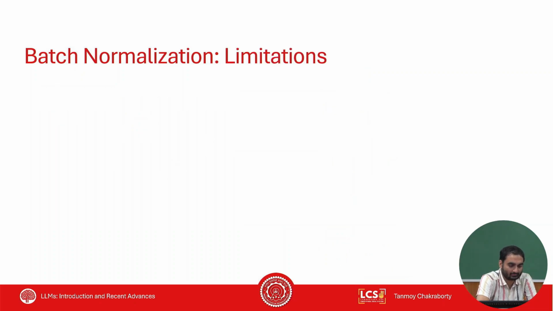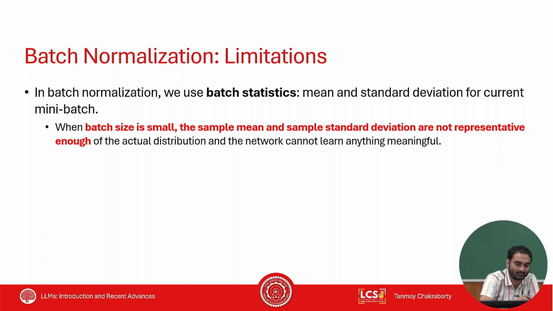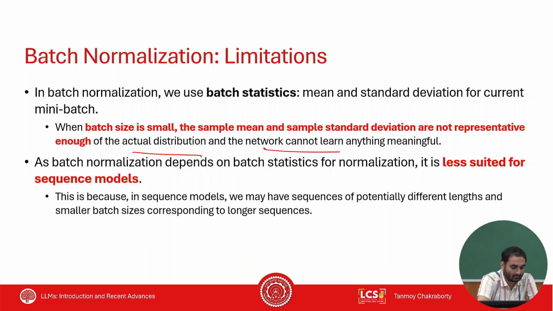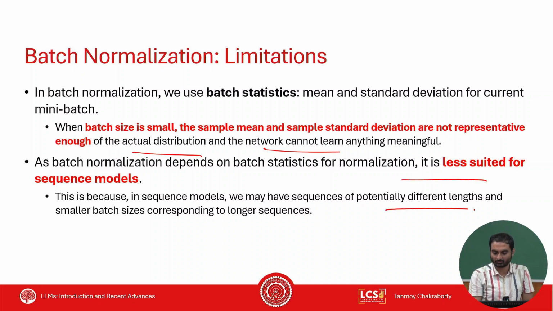Okay. So the first limitation, as I mentioned, is that if the batch size is small, the sample mean and standard deviation are not representative enough of the actual distribution, and the network may not be able to learn the actual meaning. This is also not very suitable for a transformer kind of model. Why? Because in a sequence model like a transformer, the sequence length varies. Let's say you have a batch where sequences are of length 4, other batches where sequences are of length 8, and so on. So this may not be a suitable option for that kind of case.